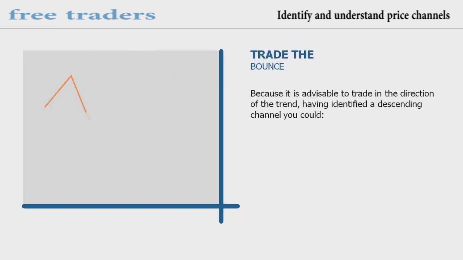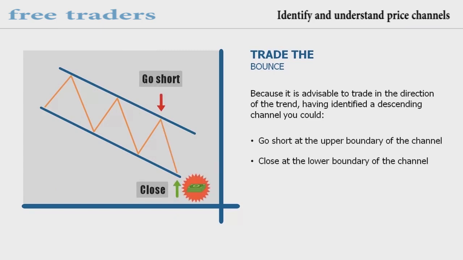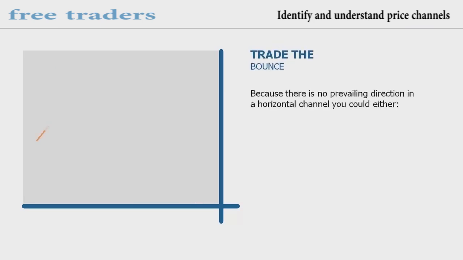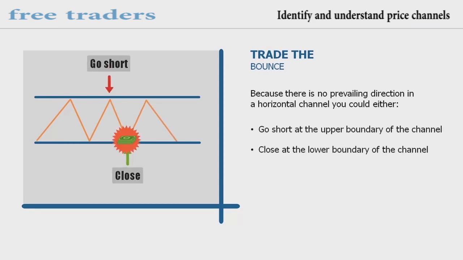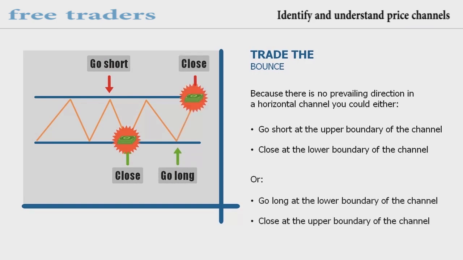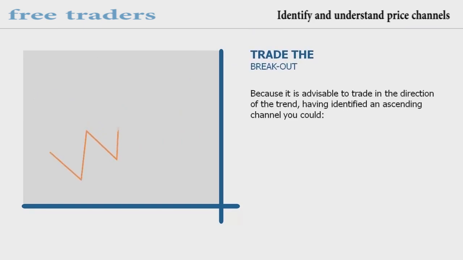When you look at a descending channel, trading in the direction of the trend would mean going short at the top boundary of a channel and closing your position at the bottom boundary. In a horizontal channel, there is no prevailing direction, so you can either go short at the top boundary and close your trade at the bottom boundary, or go long at the bottom boundary and close the trade at the top boundary.